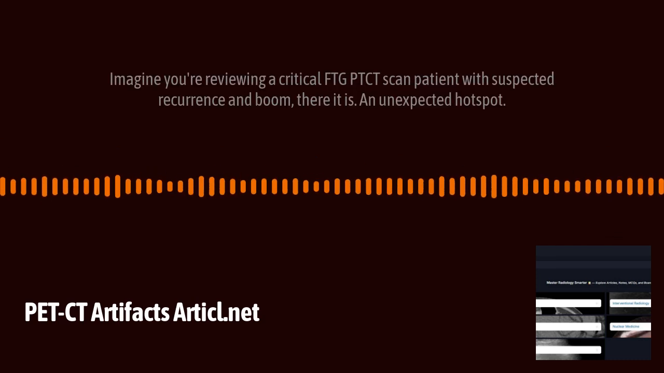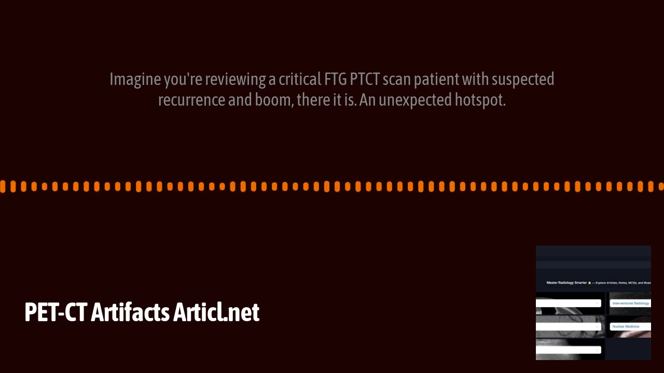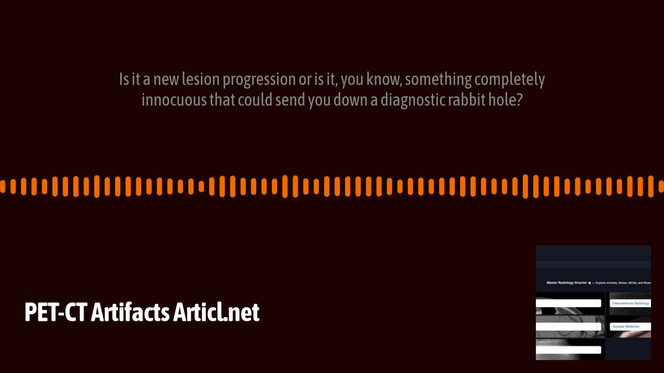Imagine you're reviewing a critical FDG PET-CT scan, patient with suspected recurrence, and boom, there it is, an unexpected hotspot. Is it a new lesion? Progression? Or is it something completely innocuous that could send you down a diagnostic rabbit hole? It happens all the time.